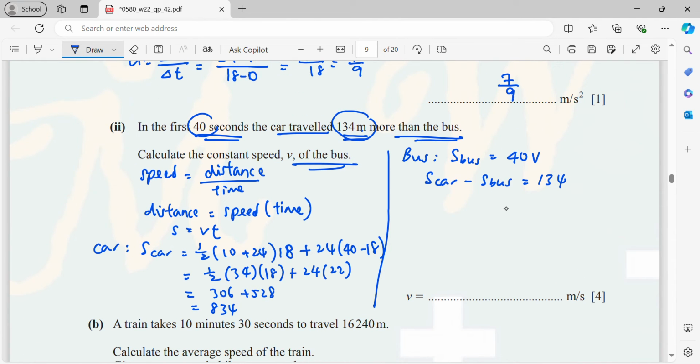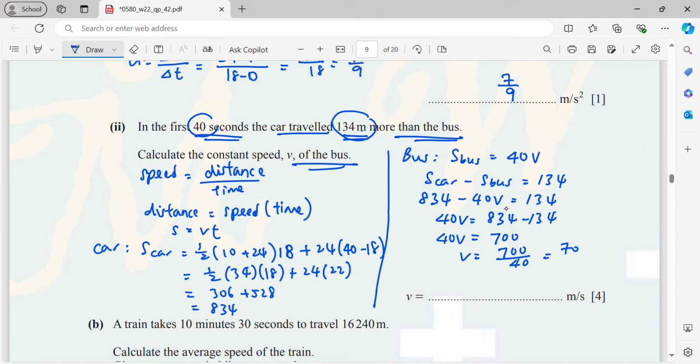Now you just replace all the values. 834 minus 40V equals 134. The negative 40V moves to the other side and becomes positive 40V. The 134 moves to the left side, 834 minus 134. Then you will be getting 700 equals 40V. So your V is going to be 700 divided by 40, that is 70 over 4, and then you simplify it into 17.5. Okay, so that is done for the speed of the bus.